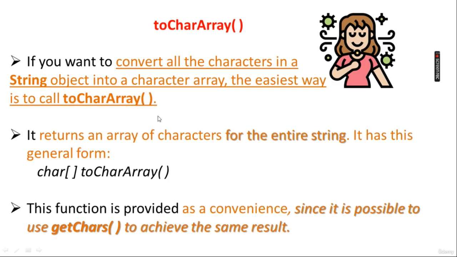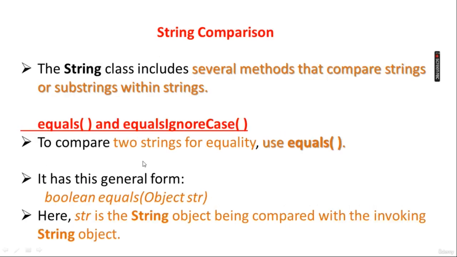Then toCharArray. If you want to convert all characters in the string object into a character array, you will use toCharArray, and it returns an array of characters for the entire string. So the entire string will be converted to an array. It will return the character array. This function is provided as a convenience, since it is possible to use getChars to achieve the same result. Okay. So instead of getChars, you can directly use toCharArray.